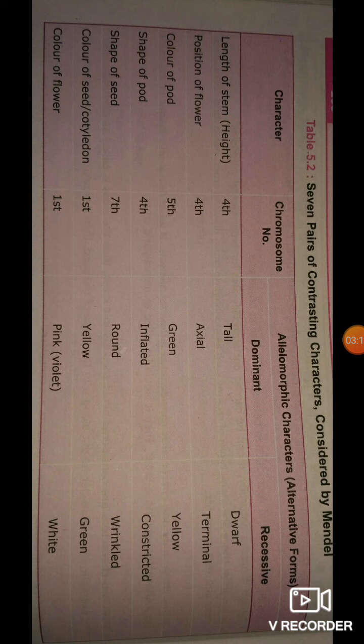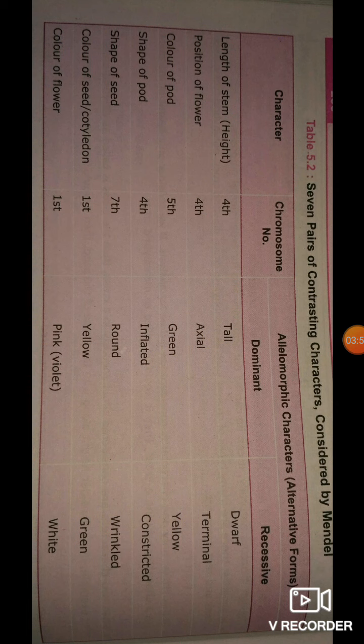Pod color, chromosome number is fifth. Dominant character is green and recessive character is yellow. Shape of pod, chromosome number is fourth, that means alternate changes, and the dominant pod is inflated and the recessive pod is constricted. Shape of seed, chromosome number is seventh, dominant is round and wrinkled is recessive.